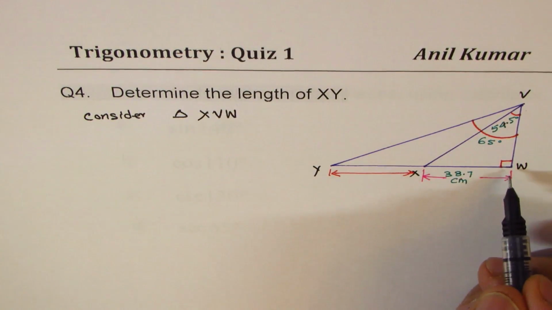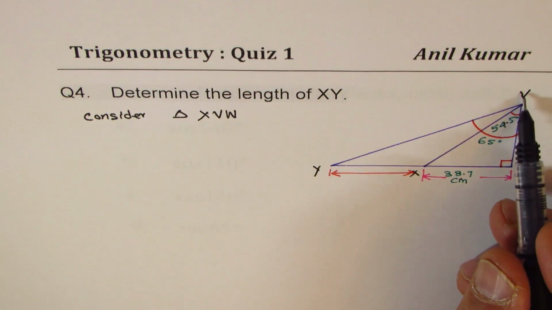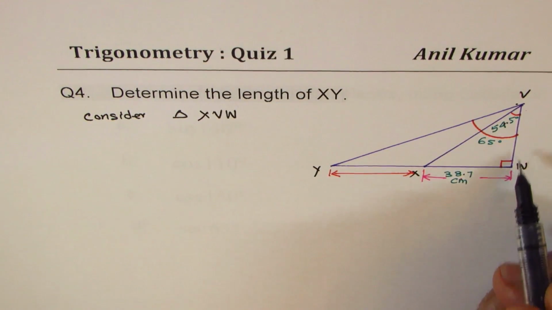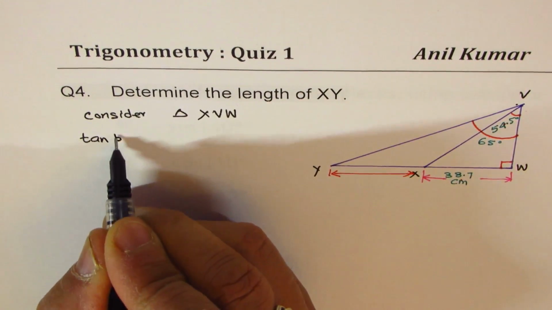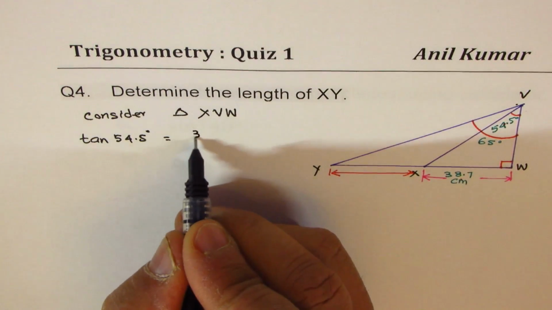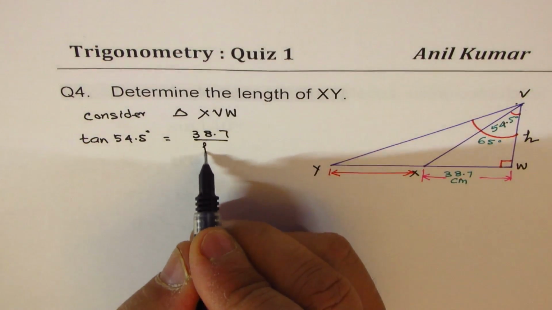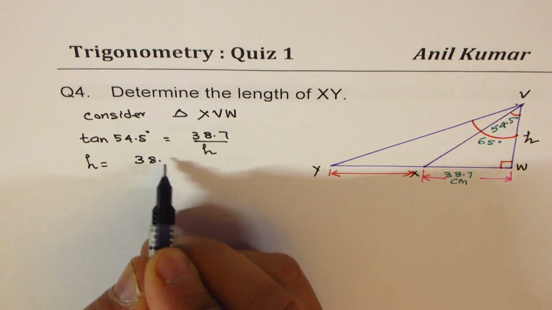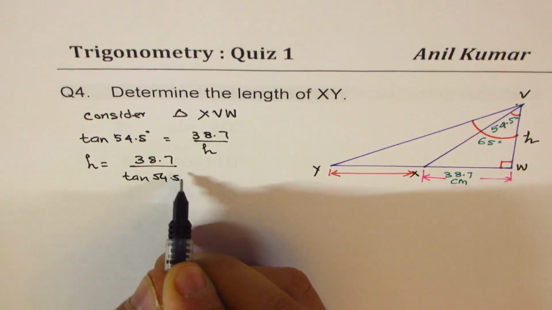So this right triangle, the angle is 54.5. So we will find VW from here, correct? Using tan, right? So we know tan of 54.5 degrees is equal to, opposite side is given to us as 38.7. And let's say this height is h. So we can find the height h from here, which is 38.7 over tan of 54.5 degrees.